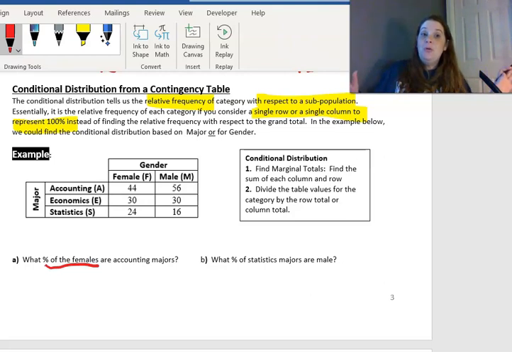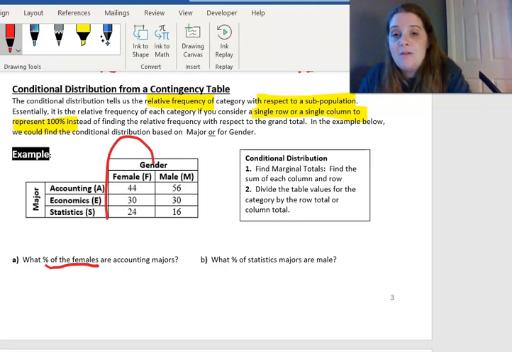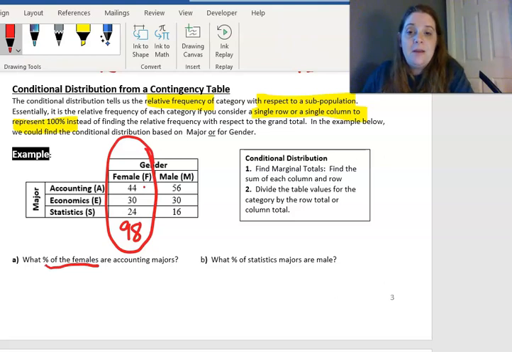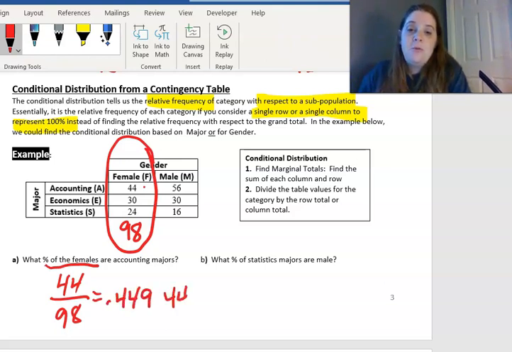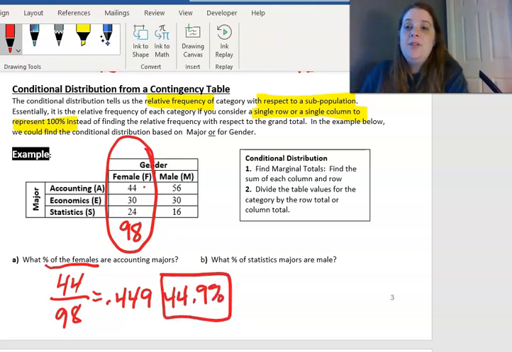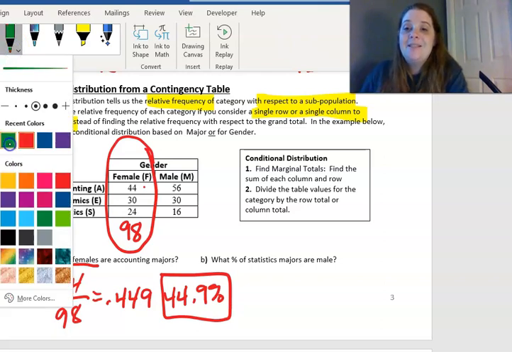So not out of the total anymore. I'm not interested in out of the class. It's literally just out of the females. So out of those 98 females, what percent are accounting majors? Well, I would do 44 out of 98. I put that in my handy dandy calculator, and 44 out of 98 gives me 0.449, so about 44.9%.